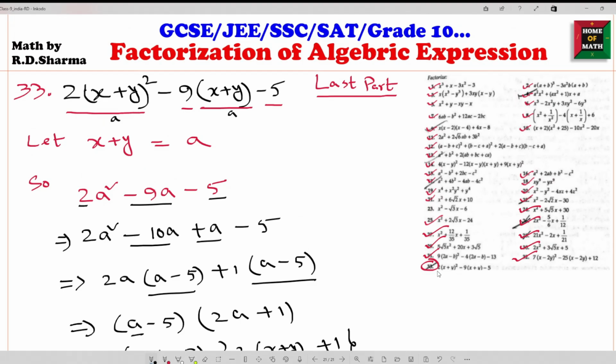Today we have completed number 13. So 1 to 33 has completed.